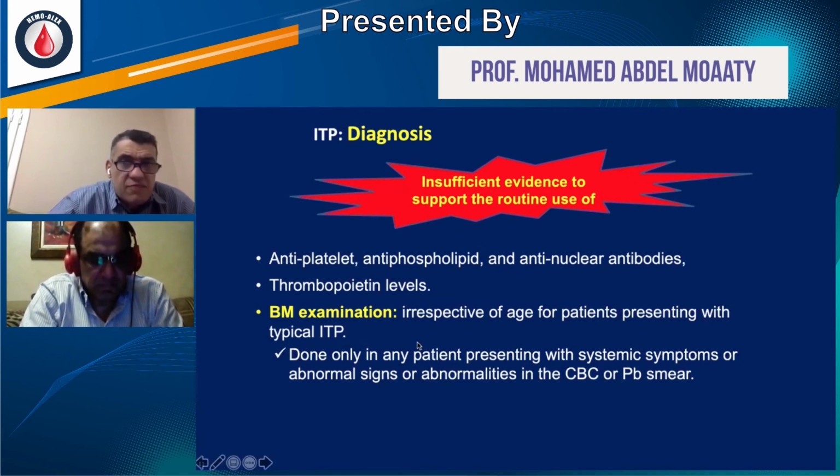It is important to say that bone marrow examination, in the ASH guideline 2011 and in the guidelines updated last year, should not be done irrespective of age in patients presenting with typical ITP. It is done only in patients presenting with systemic symptoms, abnormal signs, or abnormalities in the CBC or peripheral blood smear.